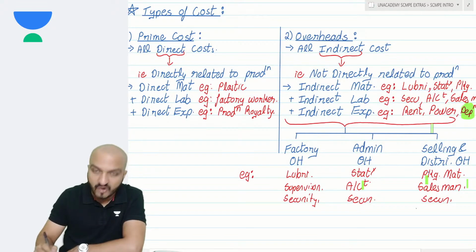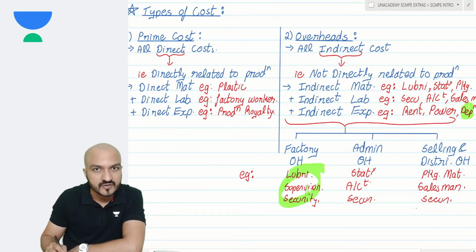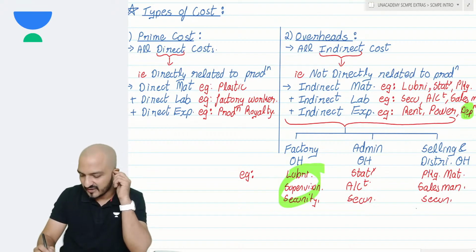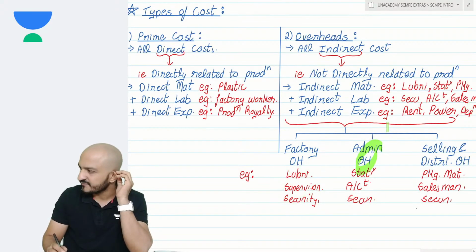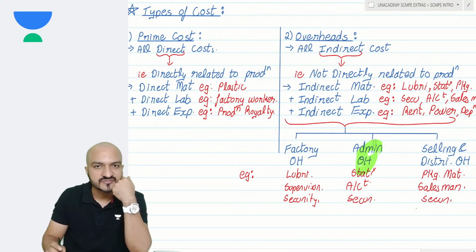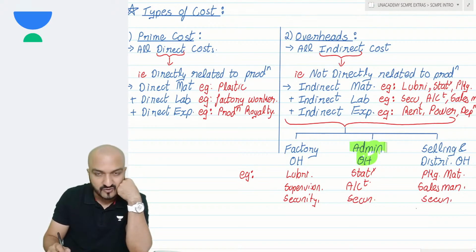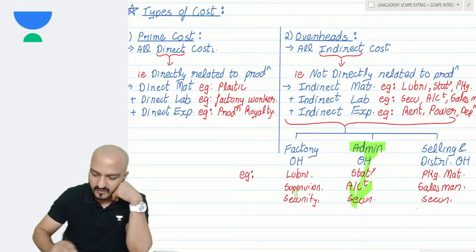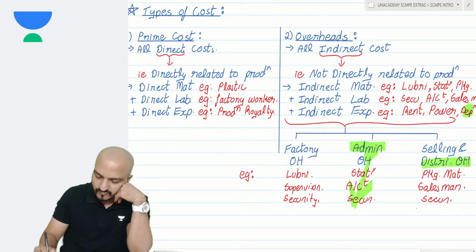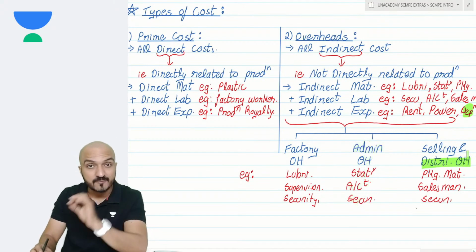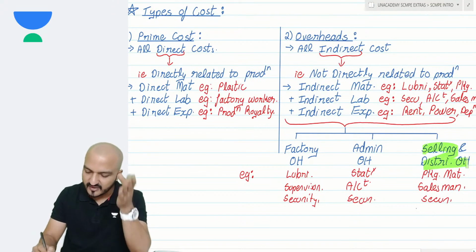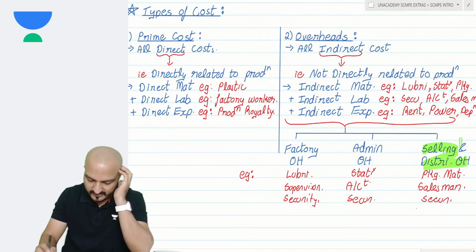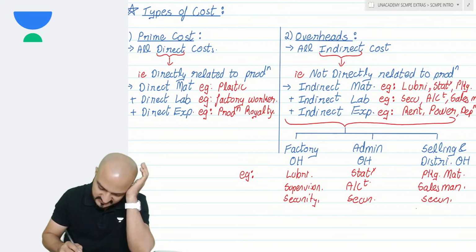Like depreciation of machines will become factory overheads. Depreciation of, say, accounting equipments, admin equipments. Like, say, in the admin office you have air conditioners. Depreciation of those air conditioners will become admin overheads. Your showroom also has air conditioners. So depreciation of air conditioners in the showroom will become selling and distribution overheads. So there are so many examples that can be classified here.